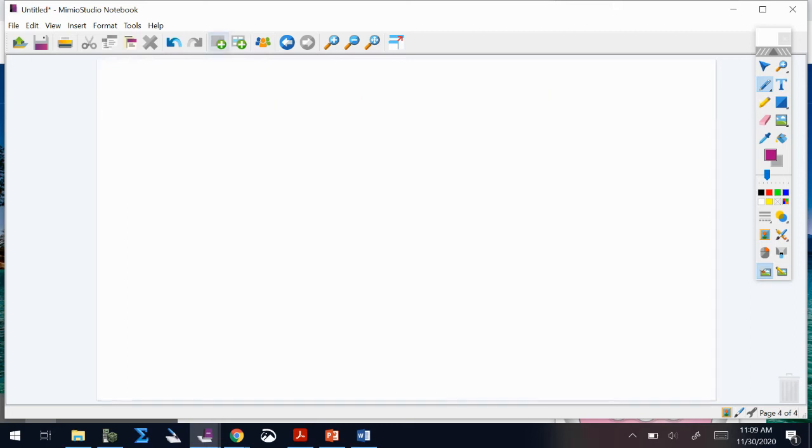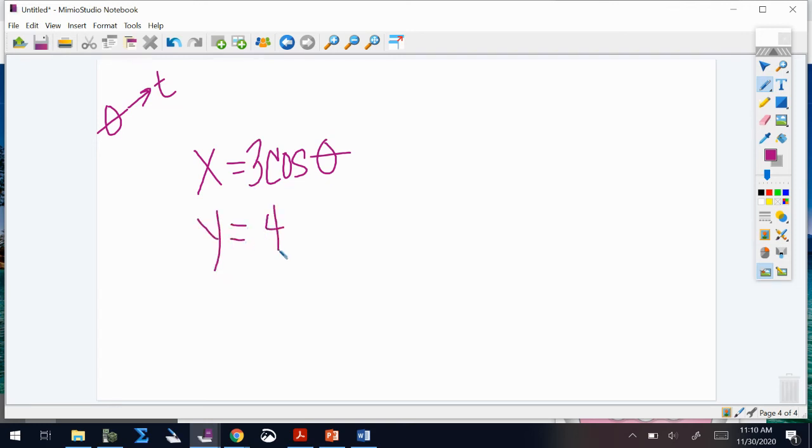If it's trig based, I've seen one that looked like this before where x is cosine, and a lot of times with trig, instead of using t for the parameter, they'll use theta. So theta is just your parameter, your t. So if I have that x is 3 cosine theta, and I'm going to make y equal to 4 sine theta, this is another example of parametric equations, just written in terms of theta instead of t's.